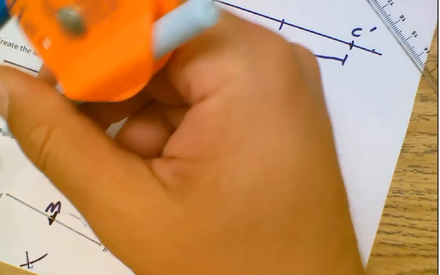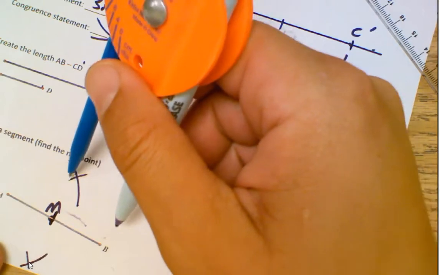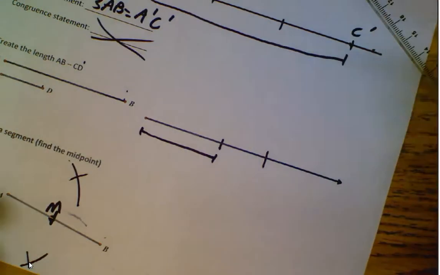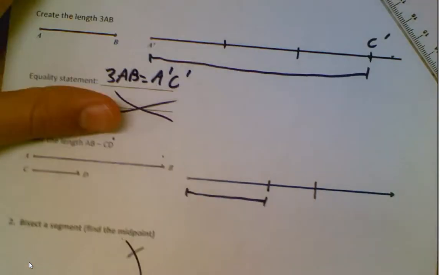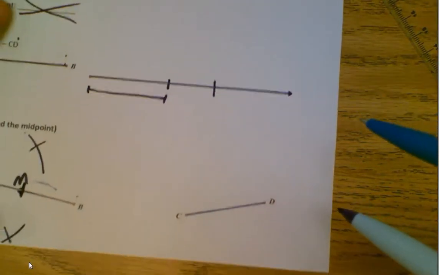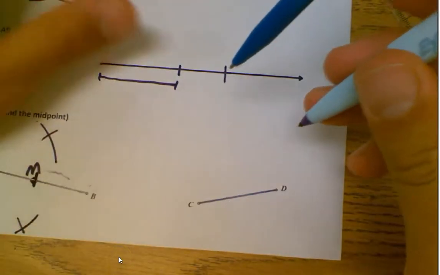Okay, bisections always use a compass, constructed. I need to see proof that you constructed it. So these arc marks are great proof of the construction. All right, and now let's bisect another segment. All right, so same process as last time.